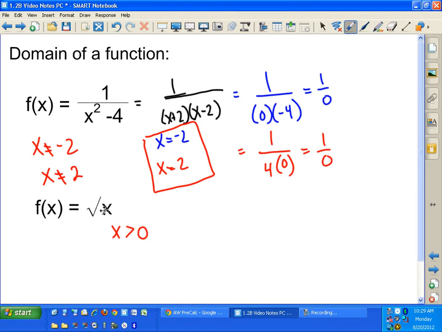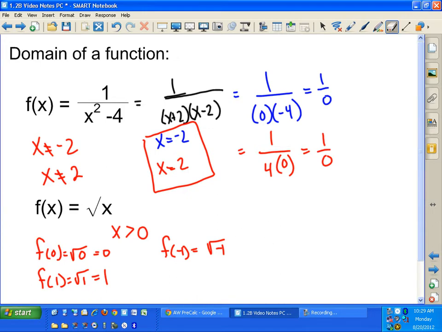So if I put f of 0 in, meaning the square root of 0, I get 0 for my solution. So x was 0, y was 0. But if I put in 1, I get the square root of 1, which is 1. So if x is 1, y is 1. If I was to plug in -1, there's our problem. The square root of -1 does not exist, so we'll just say DNE. So that's where our domain restriction comes up.